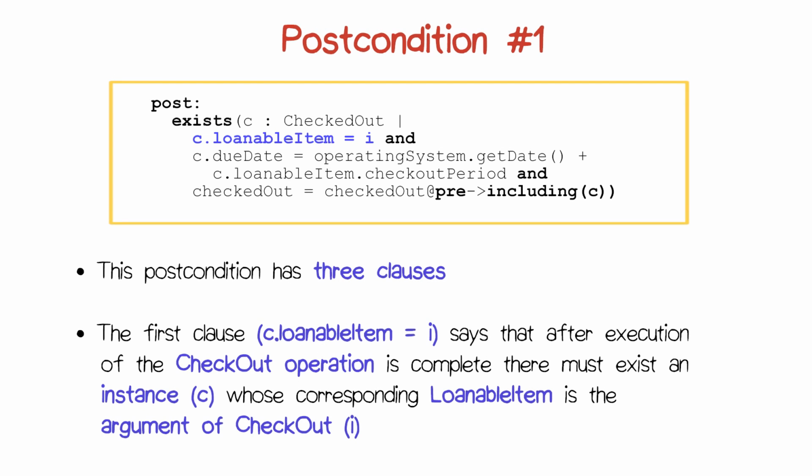So there are going to be these two postconditions, one having to do with the new link in the association, and the other one having to do with contingently updating the request list. So we'll consider the first postcondition here. What we're really saying is that there's going to be a new checkout record.